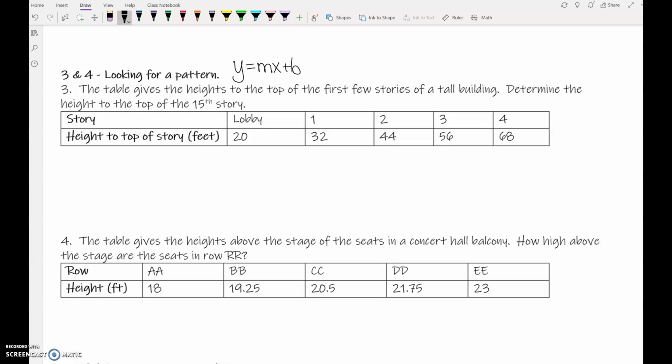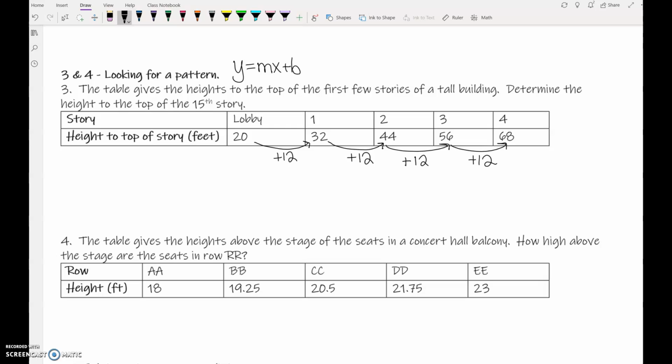On these problems, there are probably 7 different ways that you could get the right answer. I don't care which way you pick. The first thing that I like to do is look for a pattern. So between 20 and 32, how does it change from 20 feet to 32 feet? Plus 12 feet. How does it change from 32 to 44? Plus 12 feet. 44 to 56. Plus 12. And plus 12.